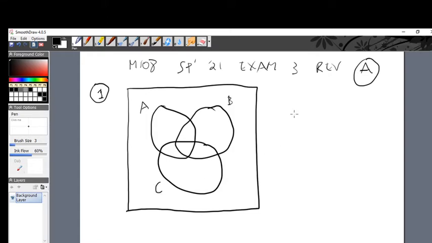Okay, so now what do they want from us? They want us to shade the following: C prime union A in parentheses, and that whole thing intersect B.